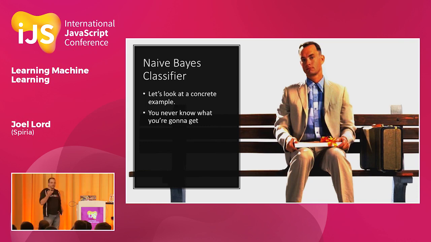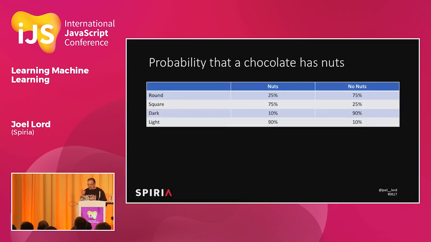You all know Forrest Gump. Life is like a box of chocolate. You never know what you're going to get. So let's see if it's true. Say you're allergic to nuts, and you have a box of chocolate, and you want to know if the chocolate that you're going to eat actually has nuts in it. Based on previous experience, round chocolates have a lower probability of having a nut than square chocolates, and dark chocolates have a much lower probability of having nuts than light chocolates.